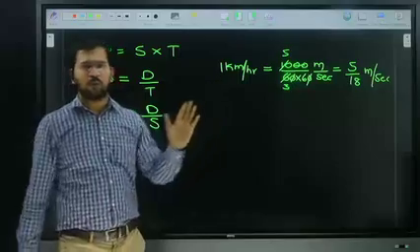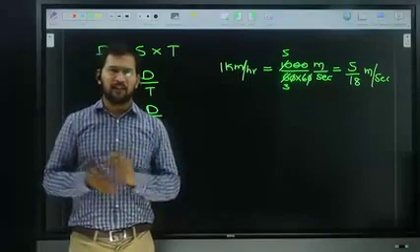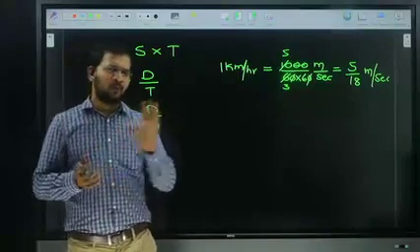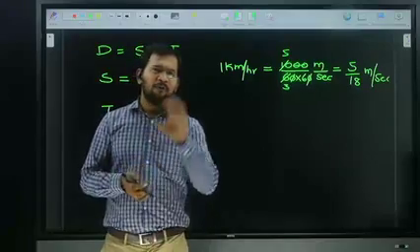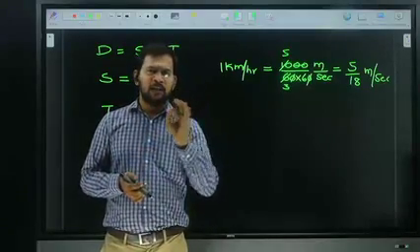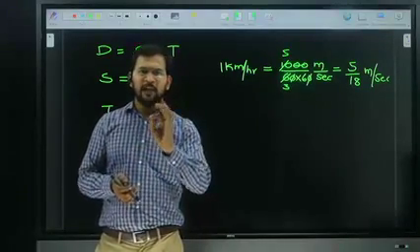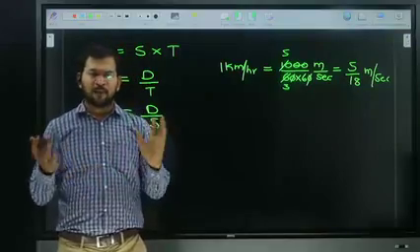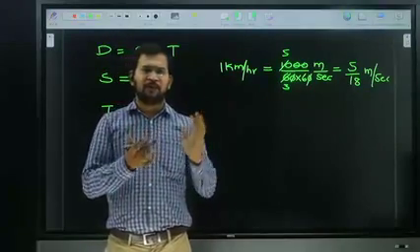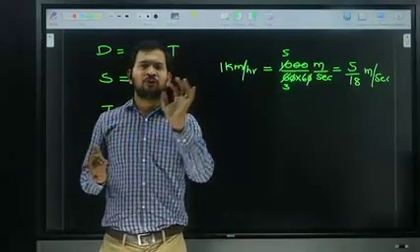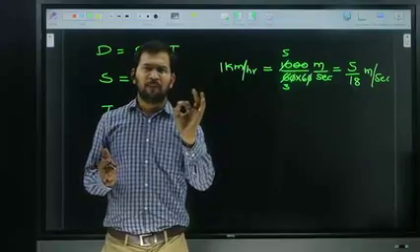1 kilometer per hour is equal to 5 by 18 meter per second. Please remember, 1 kilometer per hour is nothing but 5 by 18 meter per second. So whenever you are converting kilometer per hour into meter per second, we need to multiply it with 5 by 18.